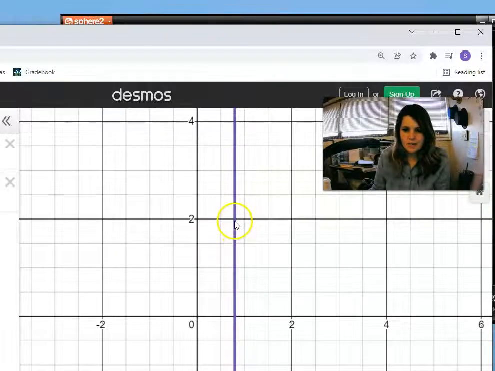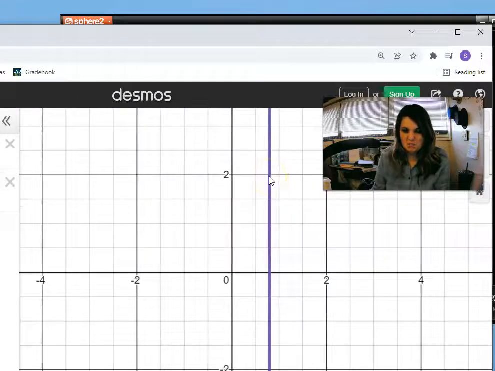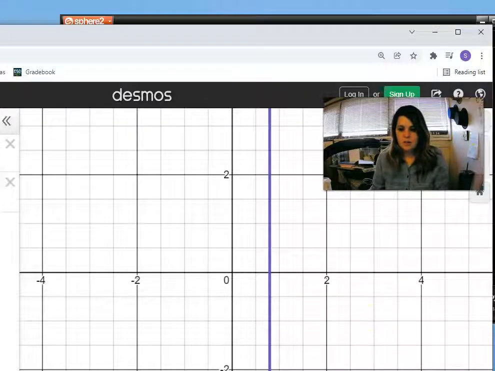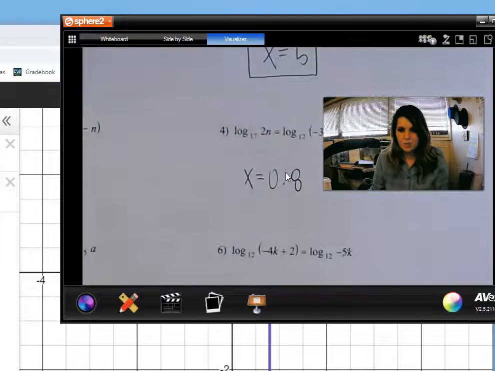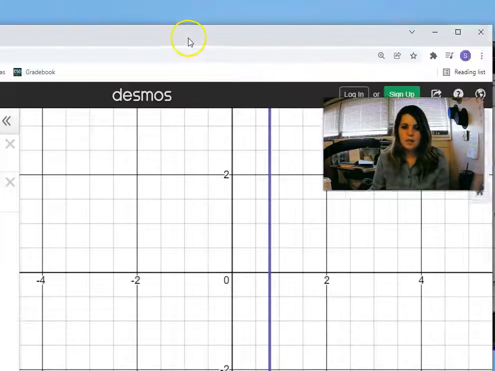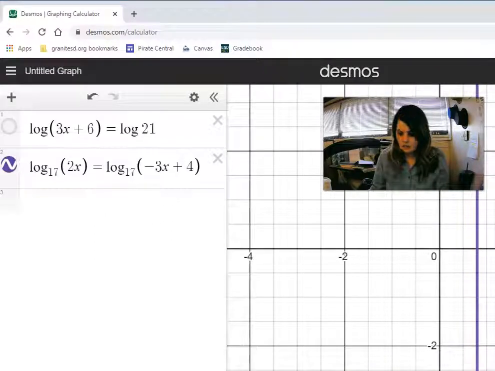Yeah, so the best I can get on this one is like, I don't know, 0.8. So I think on my worksheet I would write x is 0.8. On your quiz for this, it actually gives you multiple choice answers, so you'll be able to have a better idea of what this may be. Let me just make sure that I type this in okay, because I'm not used to the answer being like that. Log base 17 of 2x equals log base 17 of negative 3x plus 4.